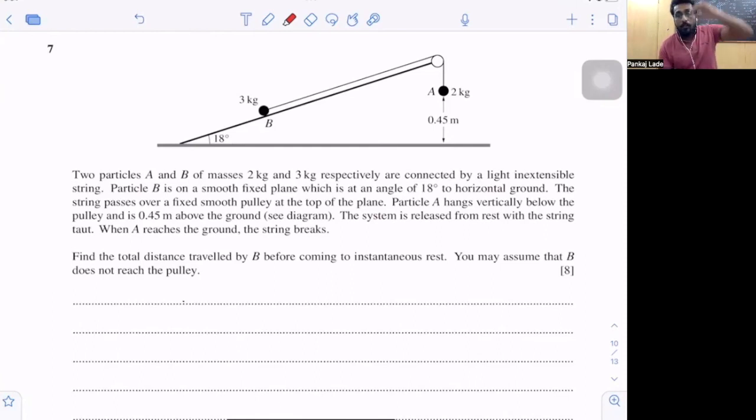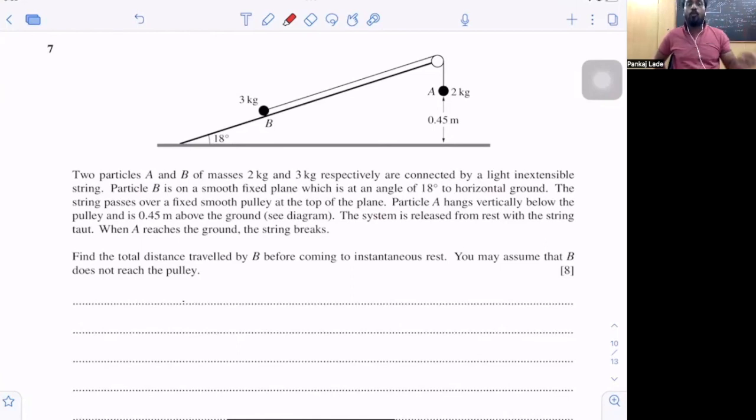Now, as I said, particle A is coming down, it is pulling B up. So B has got some velocity now. As soon as A reaches the ground, the string breaks, but B will still continue its journey in the upward direction for some time because there is no friction, but gravity is acting on it. When it reaches a certain point, it will stop for a moment and then start sliding down. So that's what you want to find. What is the total distance covered? Some part is already known to us: 0.45 meter. B is going to continue for 0.45 meters because A is going down by 0.45 meters.